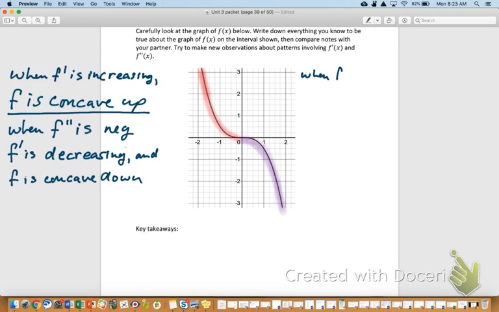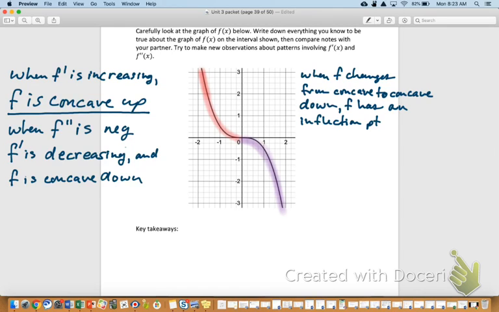When f changes from concave up to concave down, or vice versa, right? Concave down to concave up. We could reverse this. Then we would say that f, this is a new term for you, has an inflection point.